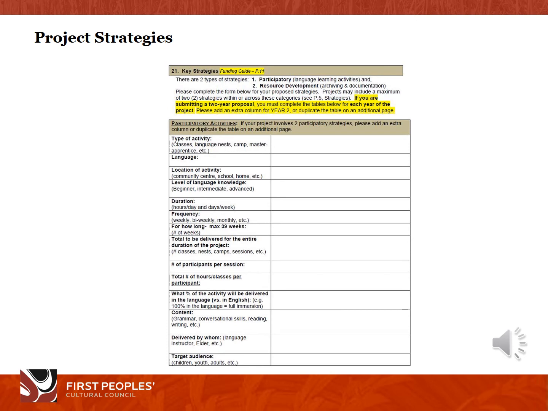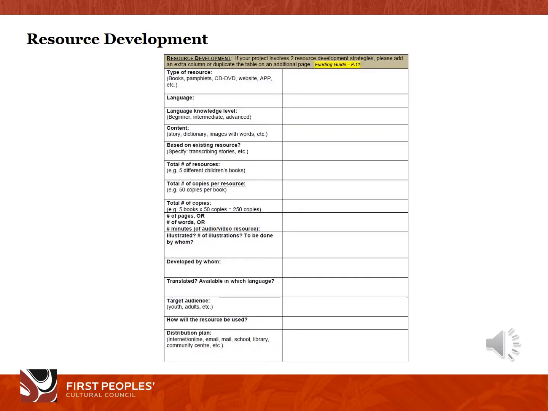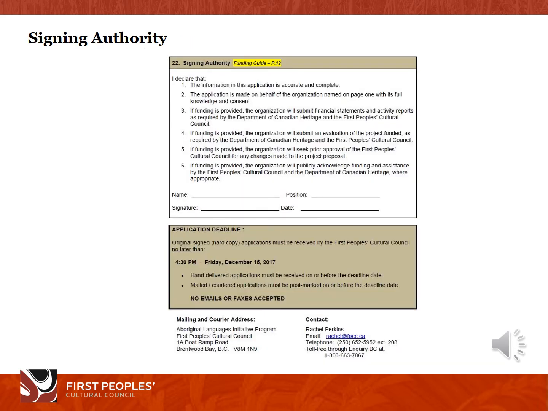If your project involves a participatory strategy, you'll need to fill out the participatory strategies table. If your project involves 2 participatory strategies, please add an extra column or duplicate the table on an additional page. If your project involves a resource development strategy, you will need to complete the resource development table. If your project involves 2 resource development strategies, please add an extra column or duplicate the table on an additional page. If the following declarations are agreed to, have the appropriate person with signing authority sign the application.